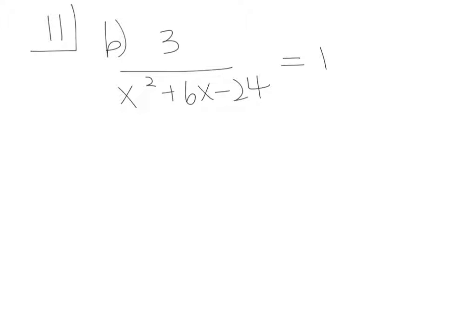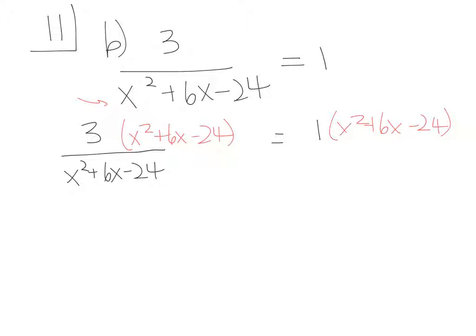To solve this equation, I'm going to clear the fraction by multiplying both sides by this particular denominator. Rewriting it, I'm going to multiply both sides by x squared plus 6x minus 24 in red. Looking at the left side, x squared plus 6x minus 24 divided by x squared plus 6x minus 24 gives me just 1. So I'm left with 3 on the left side, and on the right side I have x squared plus 6x minus 24.